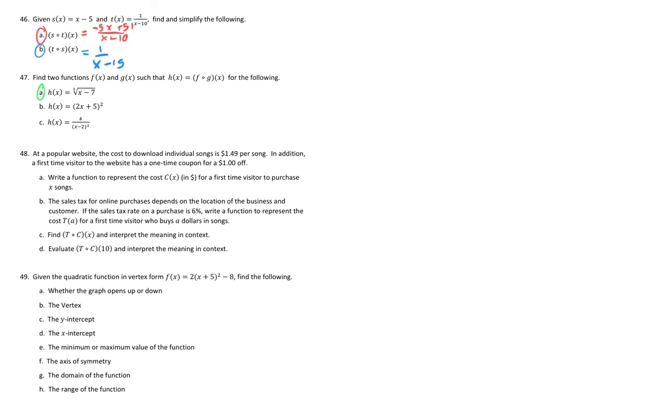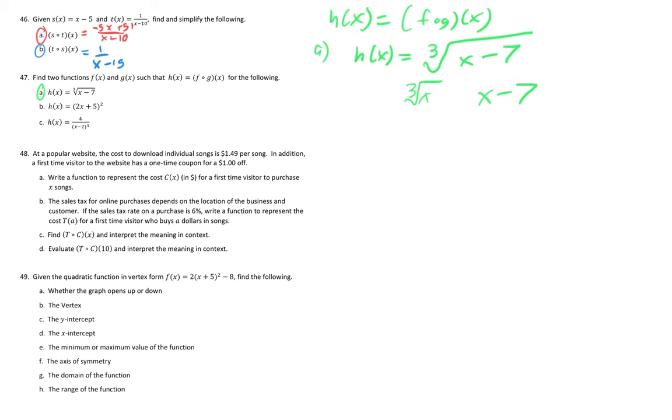Okay, we're at 47 here. Find two functions f of x and g of x such that h of x is equal to f of g of x. So for part A, we're given that h of x is equal to the cubed root of x minus 7, right? So my initial thought is that there's probably a function that's going to be a cubed root of x, and probably another one's going to be x minus 7 because it's being put inside of there.